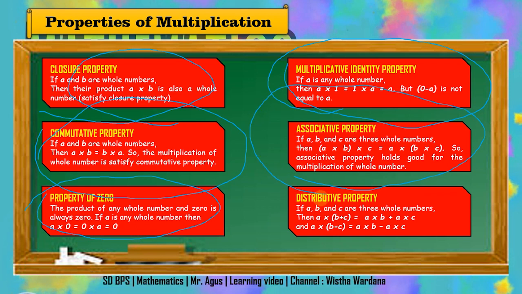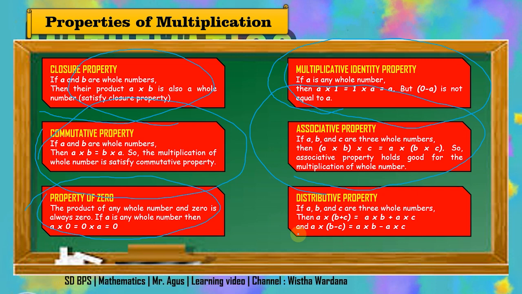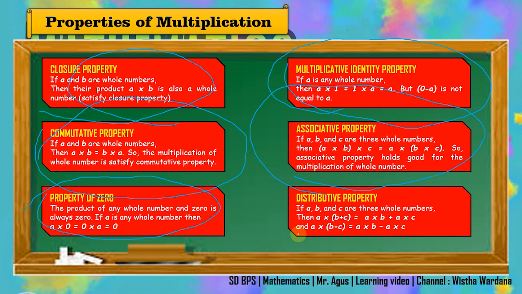And the last one, distributive property. If A, B, and C are three whole numbers, then A times (B plus C) equals A times B plus A times C. This is about distributive property of multiplication over addition. And if you have the other example, A times (B minus C), you can write A times B minus A times C. This is about distributive property of multiplication over subtraction.